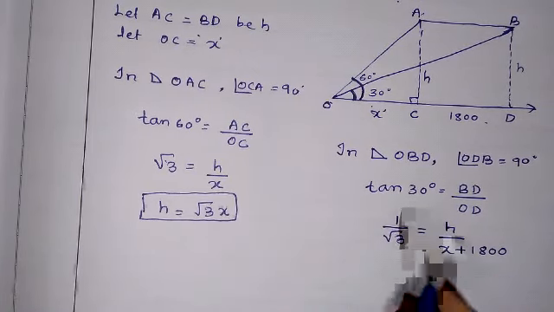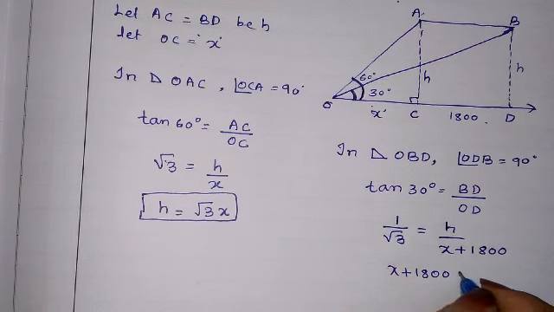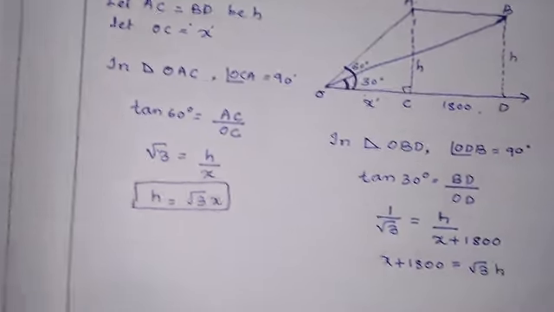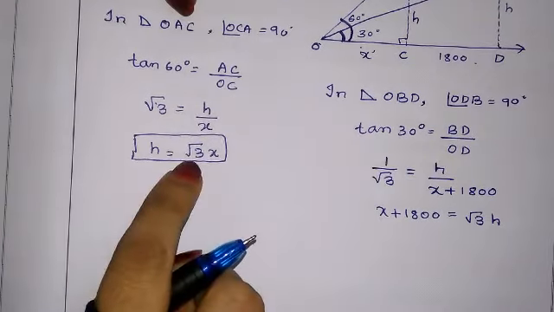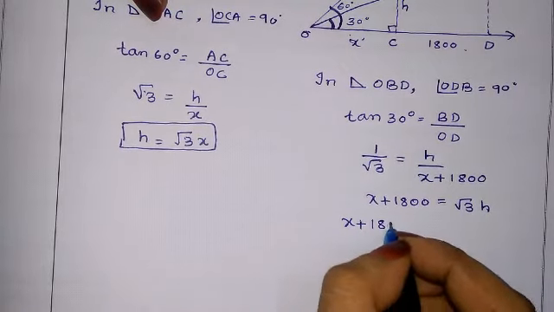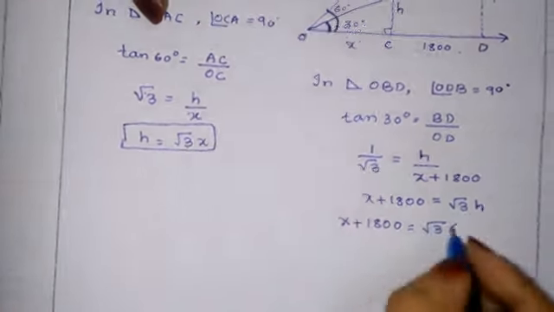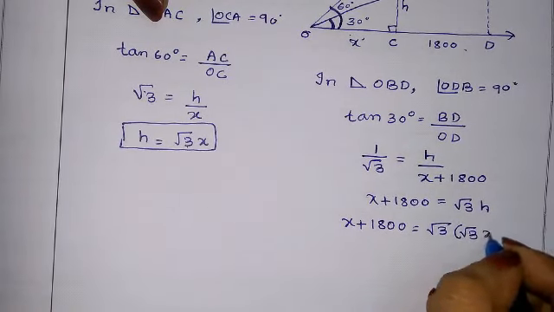X plus 1800 into 1 is X plus 1800. Root 3 into H. Okay, we know the H value. Here we have the H value, so I'll substitute it in that. X plus 1800 is equal to root 3 into the H value, which is root 3 X.